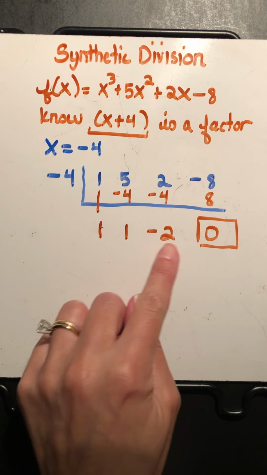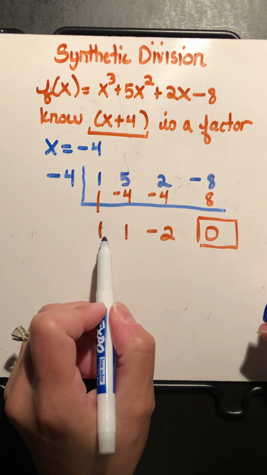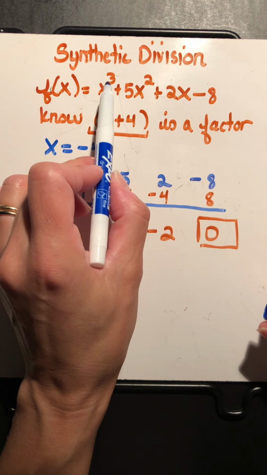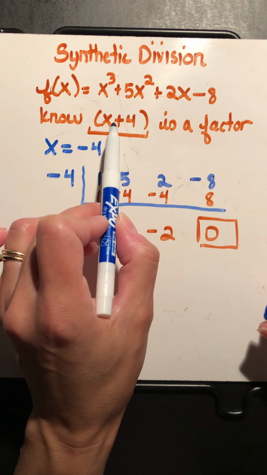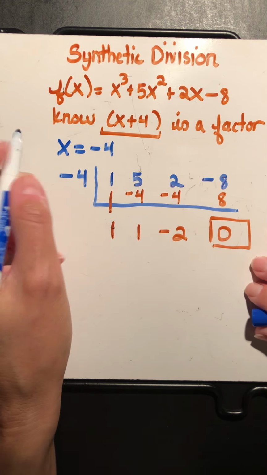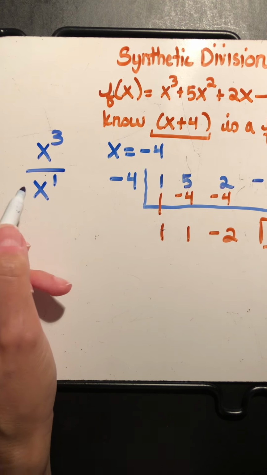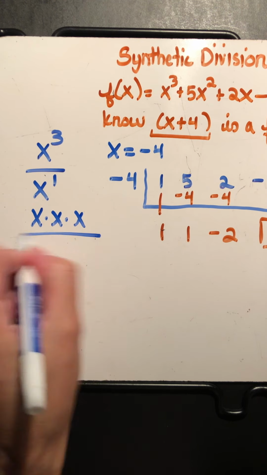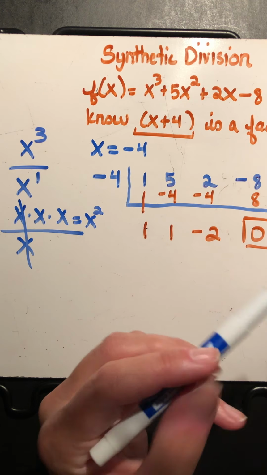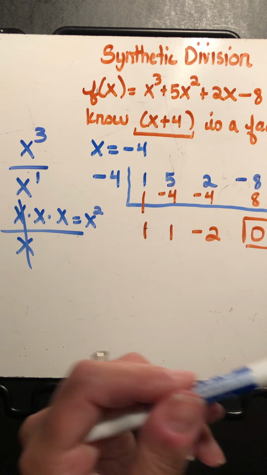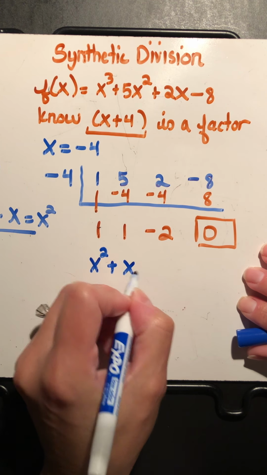And then it means that these three numbers are the coefficients of my quadratic. Now, think about it. If I start with a degree 3 and I divide by a linear factor, that means I'm left with degree 2. So if I had, just real quick, x cubed over x to the first, that's like x times x times x over 1x. That leaves me with x squared. So that means the numbers are going to form a quadratic. So now I know this is x squared plus x minus 2.